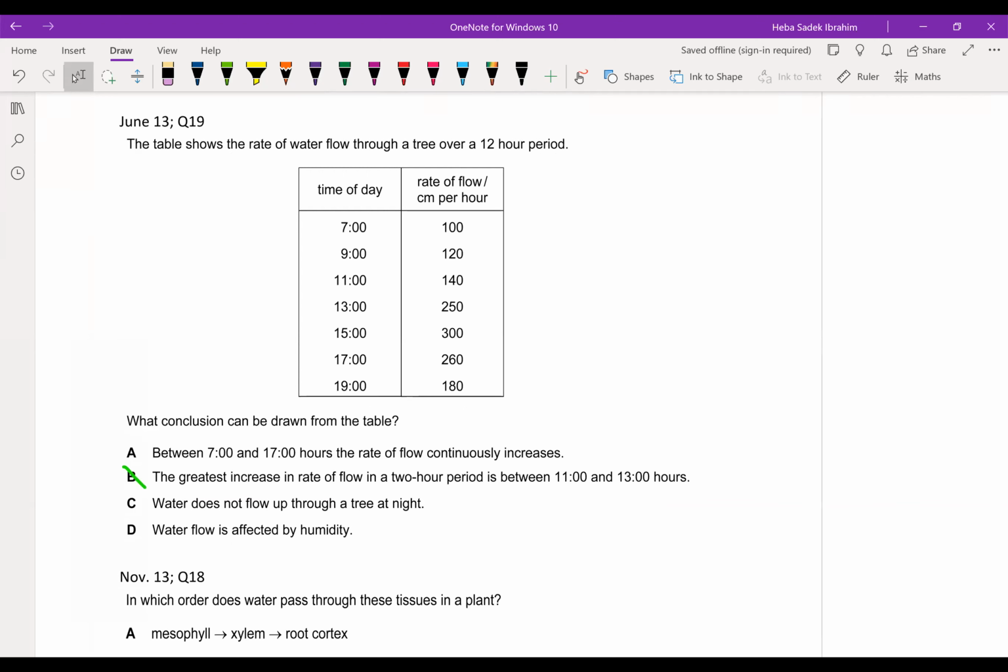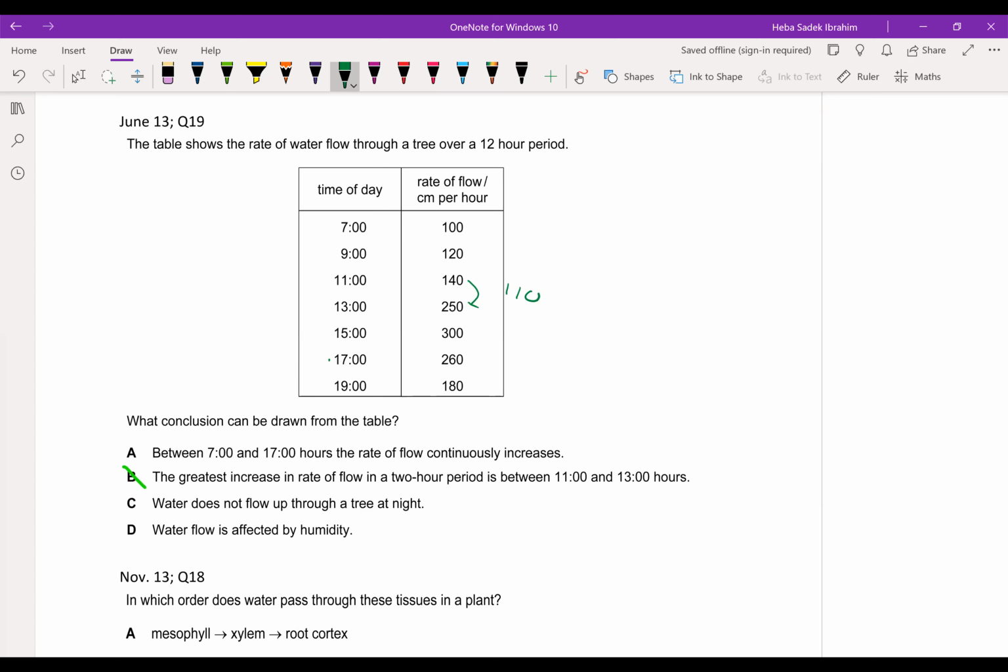Between 7 and 5 the rate of flow continuously increases. No, it doesn't continuously increase, because between 3 and 5 there was a drop, from 300 down to 260, so that's not a continuous increase. The greatest increase in the rate of flow in a 2-hour period is between 11 and 1. Let me see, from 11 to 1 there was a very big increase. Did it happen here, 110? We don't see a difference of 110. No, here there was actually a drop.